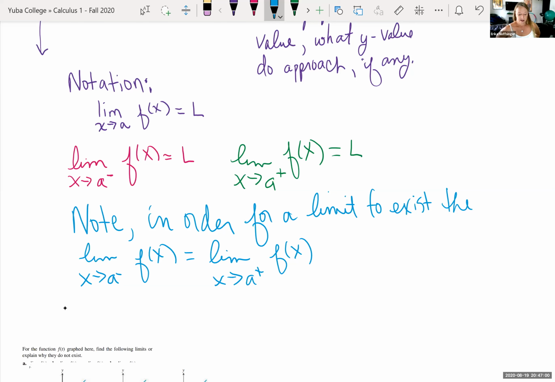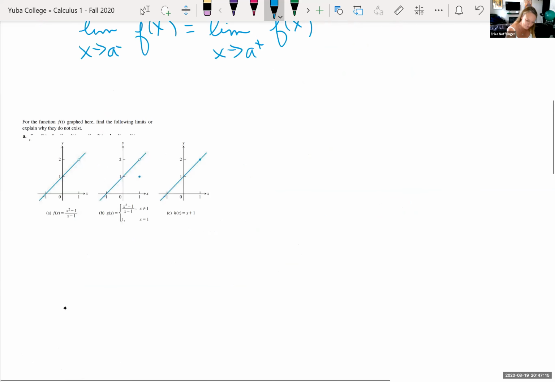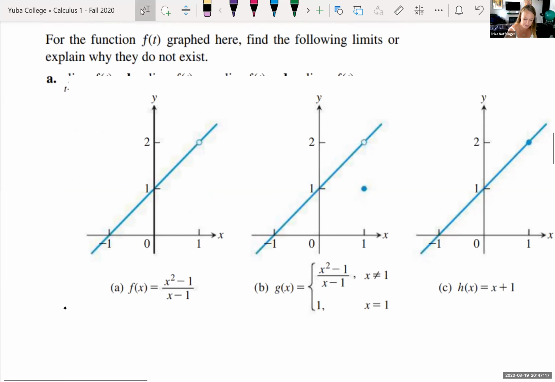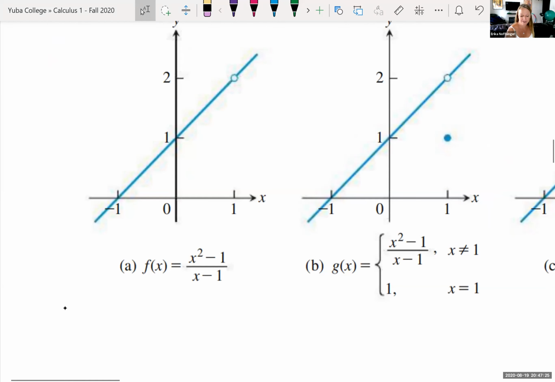Okay, so there's a few things that you have to be aware of when we're looking at limits. Something might actually not be defined at that x value, but it's on the graph. It has some behavior there.